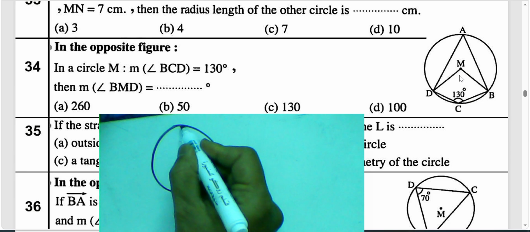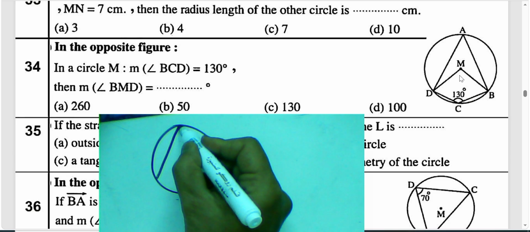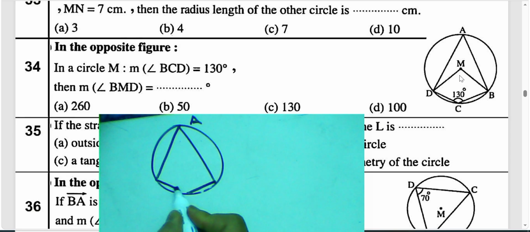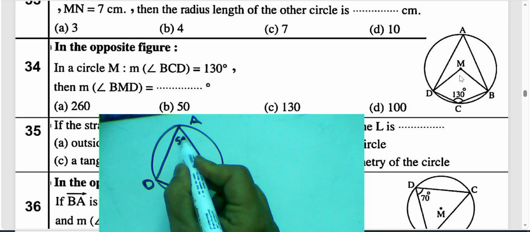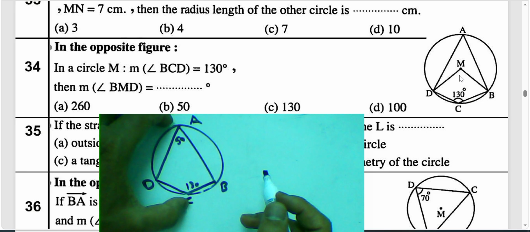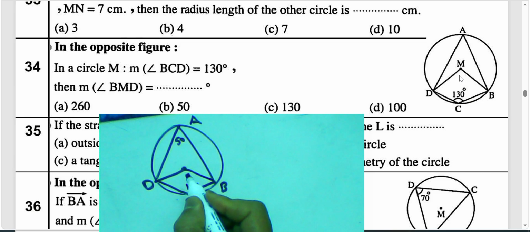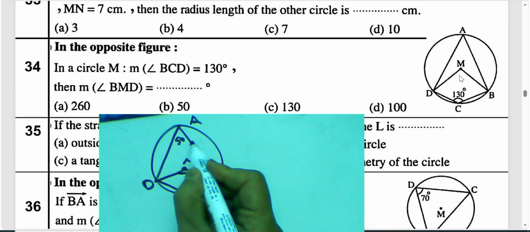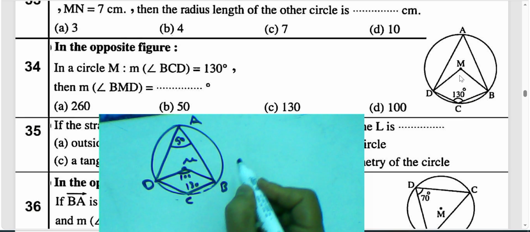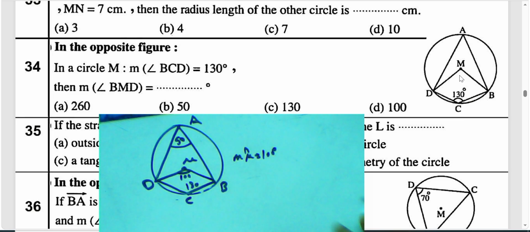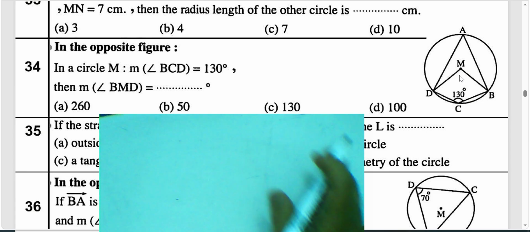First step, we can find the inscribed angle, the measure of angle A. We have here C, B, and D, and this angle is 130 degrees, so the opposite angle will be 50. They are supplementary angles, A and C. So I can now find the measure of the center angle here. It will be twice 50, which is 100 degrees. Then the measure of angle M equals 100 degrees. Choose letter D.